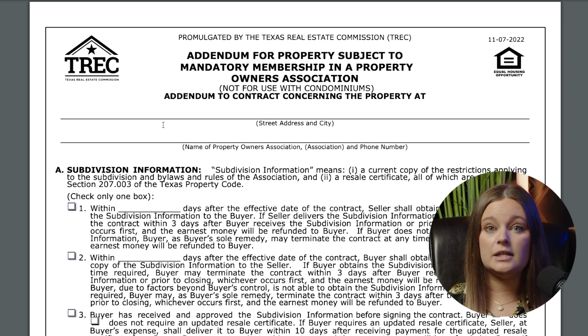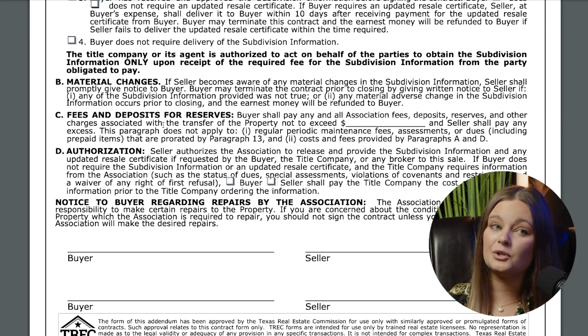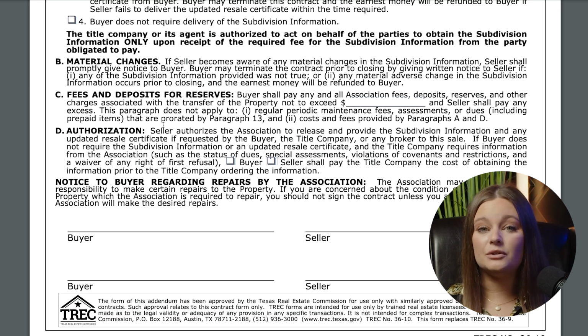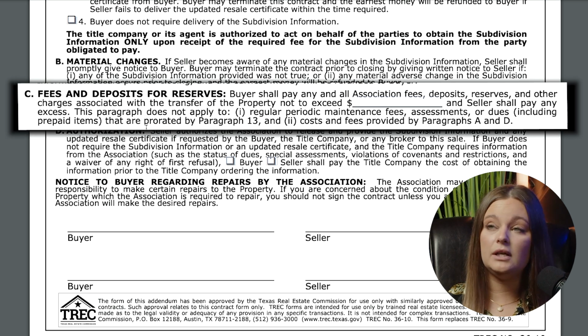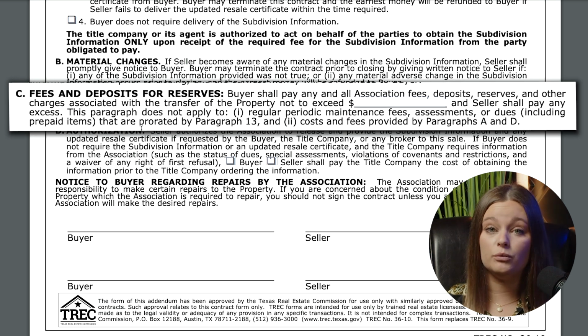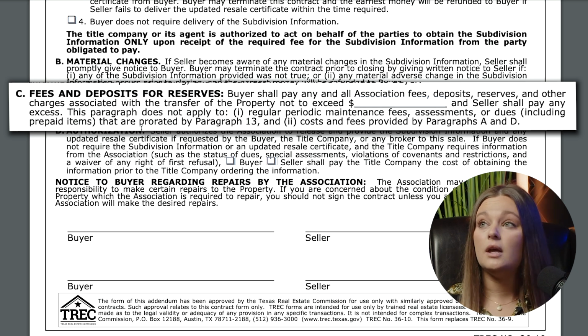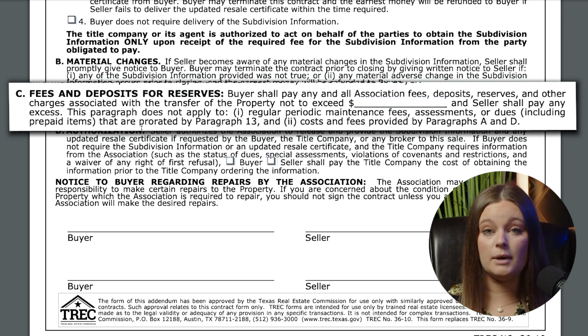Now, when getting this addendum completed, it is very important that we look at a particular section that we get questioned a lot about, because certain people see it this way and read it this way. In Section C specifically, it goes over fees and deposits for reserves. What it's going over is that the buyer is paying up to a certain amount of the HOA fees listed on the resale certificate that we get back from the HOA when we order that package. Part of those fees get paid by the buyer up to a certain amount, and then the seller is to cover the remaining excess amount that's due.